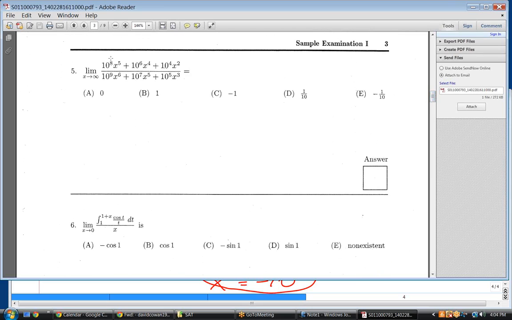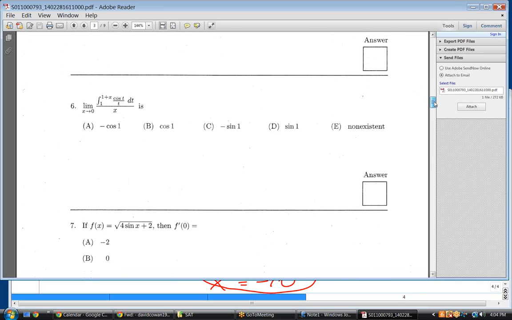If it was in the numerator, if it was x to the 6th over x to the 5th, no matter what the rest of the junk is, it would go to infinity. And if they were equal, it would go to the ratio of their coefficients, which I know you know.